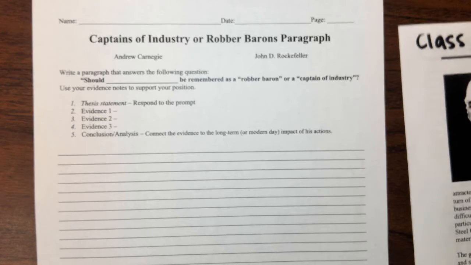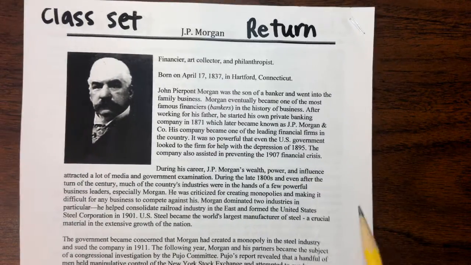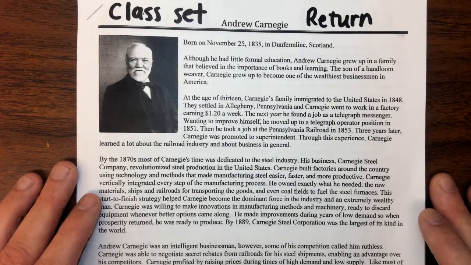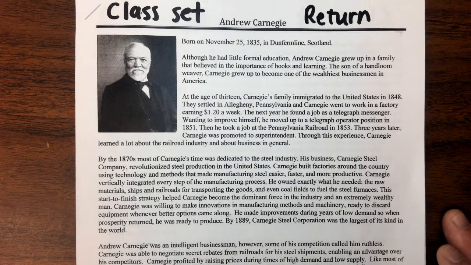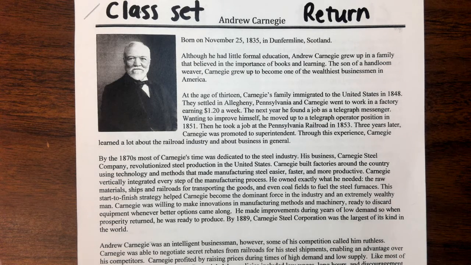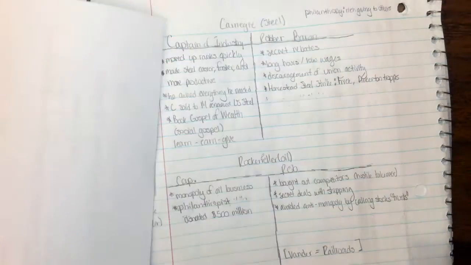In order to do this paragraph, we did some reading in class. We read on J.P. Morgan. We read on Rockefeller. We read Carnegie. So we read plenty of information on all three industrialists, and we watched a video. While reading and watching the video, on page 18 in our notebooks, this student did a very nice job.